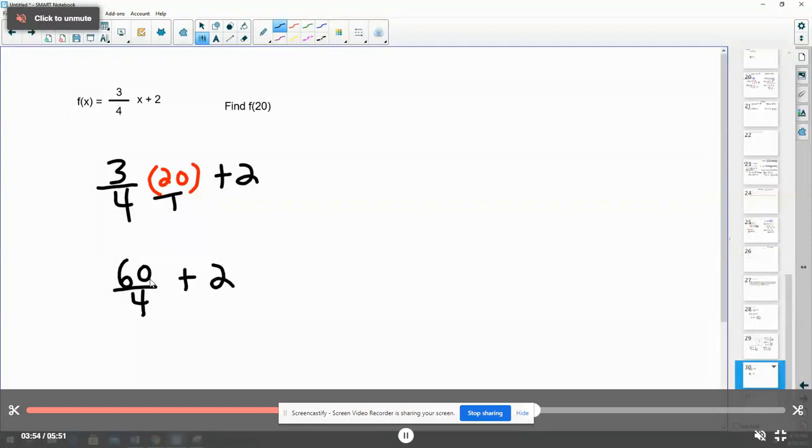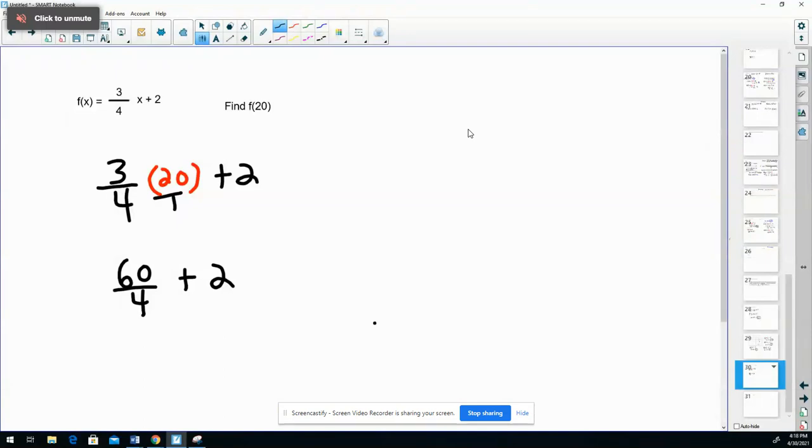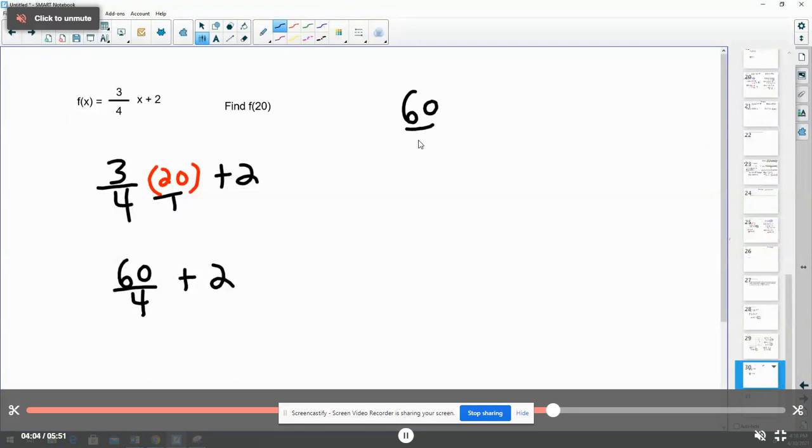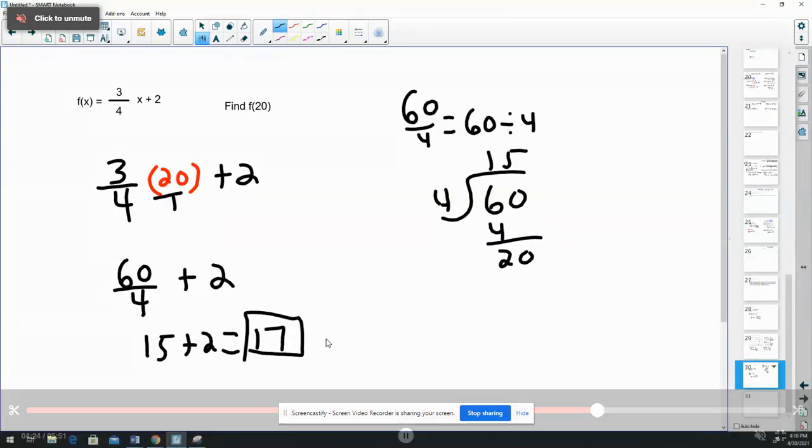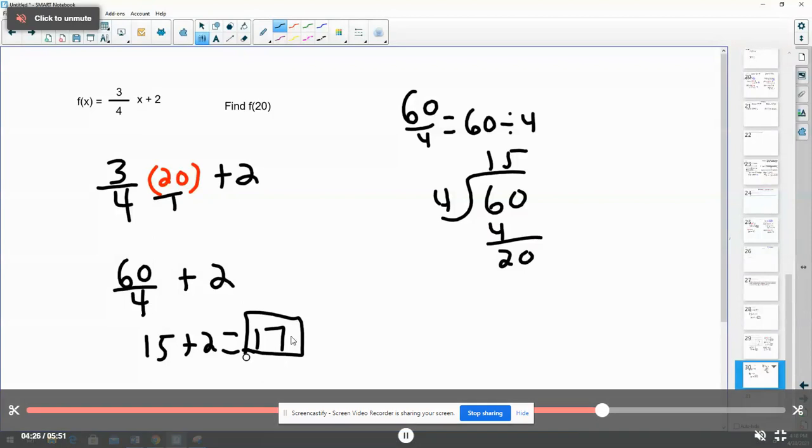Okay, 60 over 4 really means 60 divided by 4. So we're going to do some long division here, which isn't that bad. So we'll divide here, right? 4 and 60. 4 goes into 6 once. 4 times 1 is 4. 6 minus 4 is 2. Bring down the 0. 4 goes into 20 5 times. This is really 15 plus 2, which is 17. Okay, not that bad.